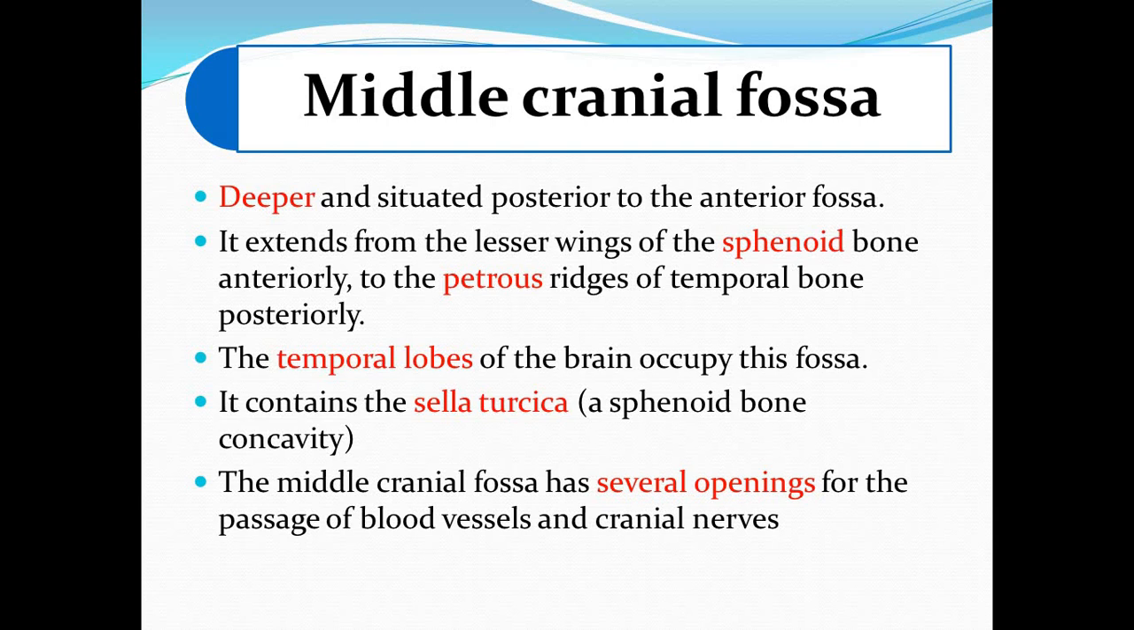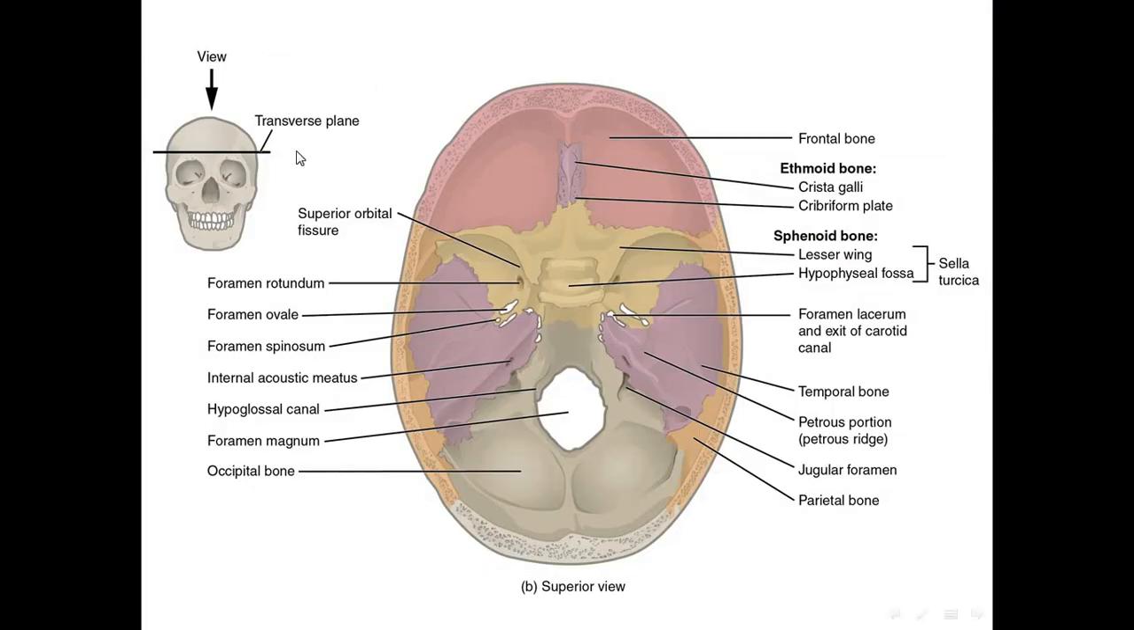When we talked about the pituitary gland, we talked about the sella turcica and its surrounding structures. Middle cranial fossa has several openings which provide passage for some important blood vessels and cranial nerves. Let's have a look at the middle cranial fossa. This is the location of middle cranial fossa.